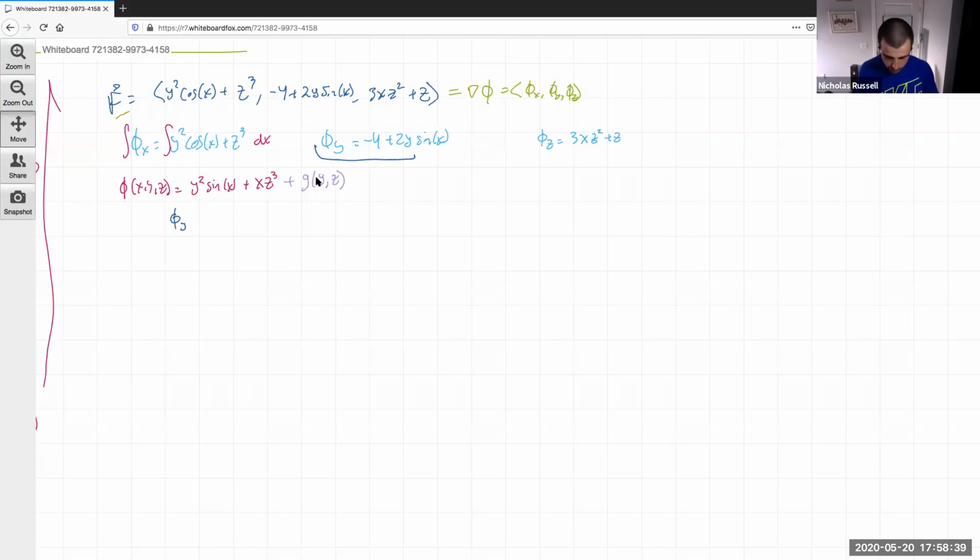So taking this derivative with respect to y here, this first part here is 2y sine of x. And this second part here, this goes away. This third part here is the derivative of g with respect to y. So it's g sub y here, not a prime, it's g sub y. And therefore, this has to be equal to this guy. And so we can match these up. You can see that they share the 2y sine of x, but we see that g sub y then has to be -4.